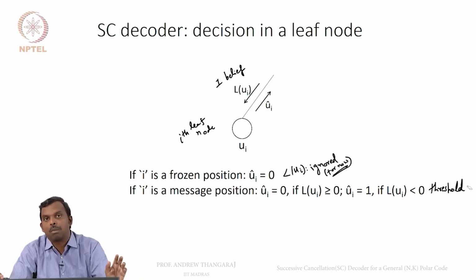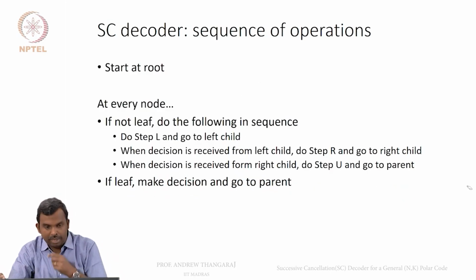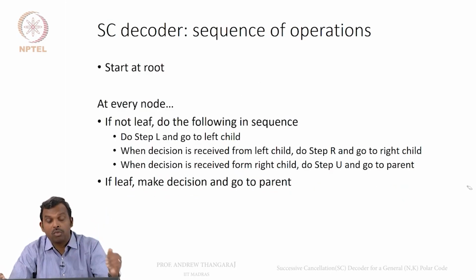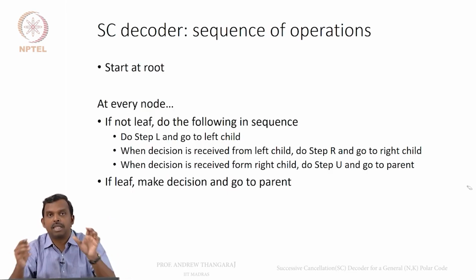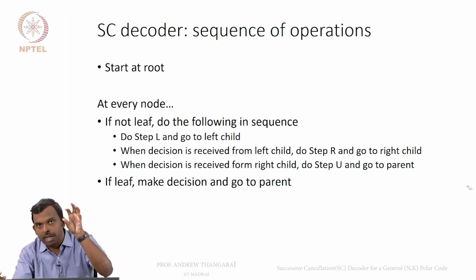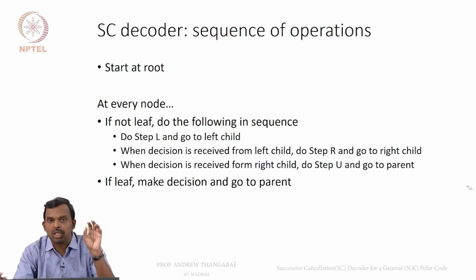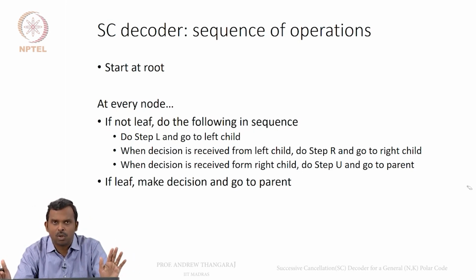So we've seen now what happens in the interior node and what happens in the leaf node, and now it's just an easy process to put everything together and get the overall decoder. So I'm going to describe the steps in the decoder. The decoder works in a certain sequence. You remember there's a binary tree, there's always a root. The main top node is called the root. So you start at the root, and at every node you do the following steps. The steps are always the same.